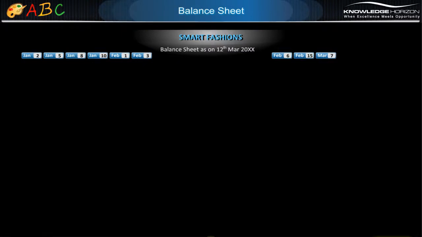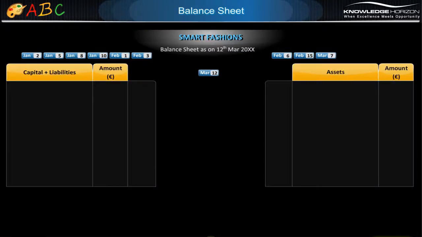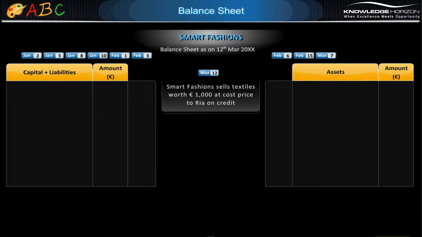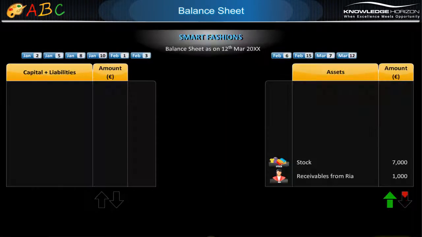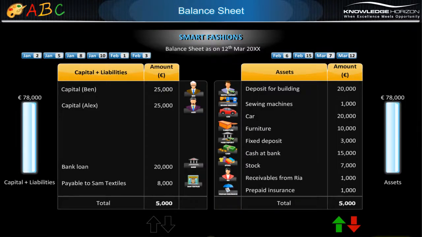€78,000. On 12 March, Smart Fashions sells textiles worth €1,000 at cost price to RIA on credit. The amount receivable from RIA increases the total assets. The stock asset, however, decreases by €1,000. Both sides of the balance sheet still total €78,000.